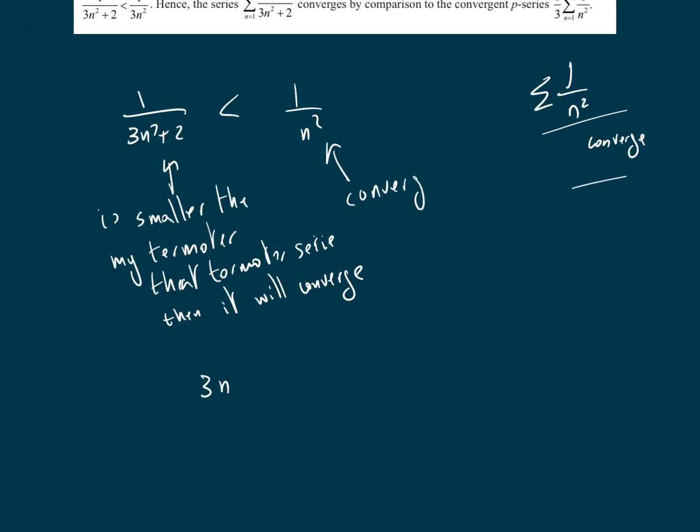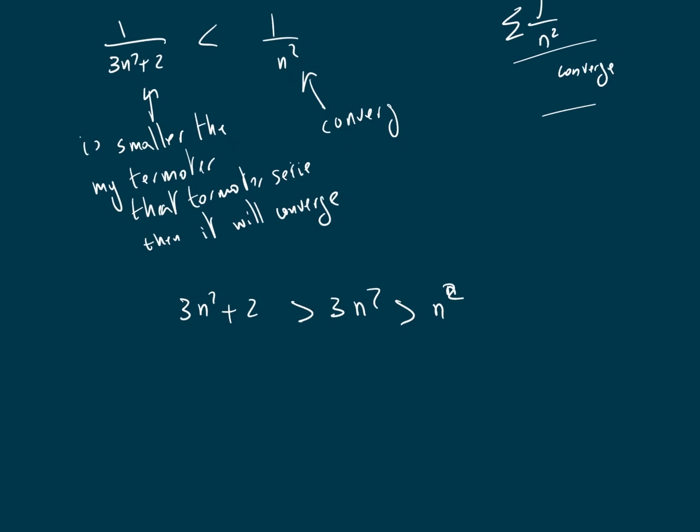3n squared plus 2 for sure is bigger than 3n squared. And 3n squared for sure is bigger than n squared. So I have 3n squared plus 2 bigger than n squared. So 1 divided by 3n squared plus 2 is smaller than 1 divided by n squared. Remember that if I flip here, I also have to flip the inequality sign.